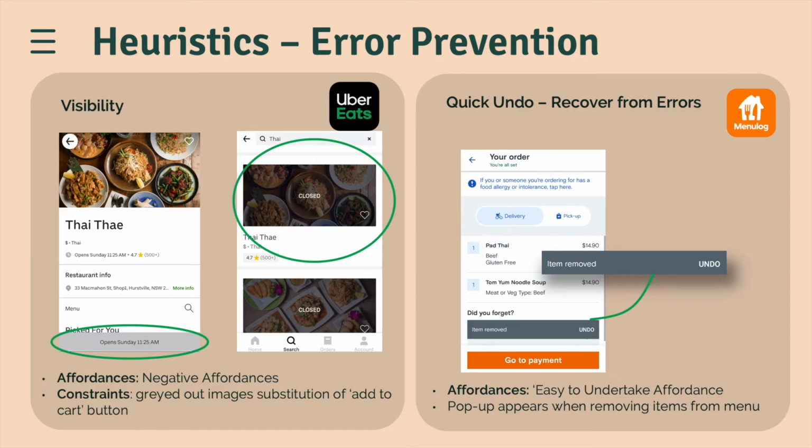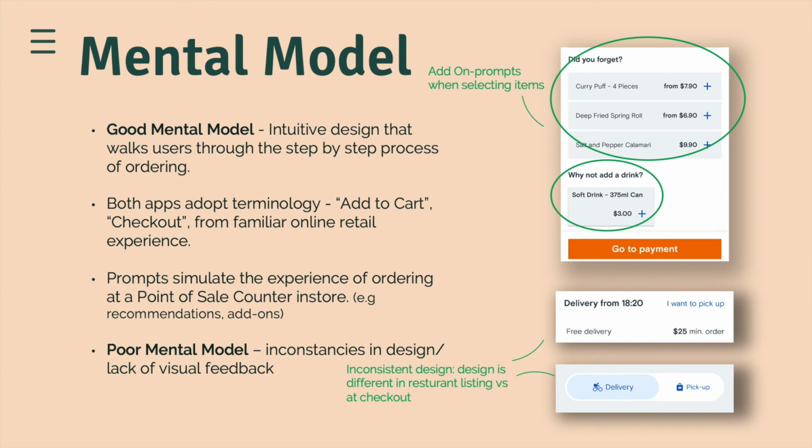Quick undo functions in Menulog assist users in recovering from errors if they accidentally delete an item from their cart. In terms of mental modeling, for both apps, users had a good mental model, with the transfer of knowledge from real life using familiar terminology and sequences from online retail and breaking down the entirety of the process into small, goal-oriented tasks and comprehensible steps. However, the mental model was at times endangered when users encountered inconsistencies in design elements, as seen with delivery preferences in Menulog, which disrupt the flow of the experience.